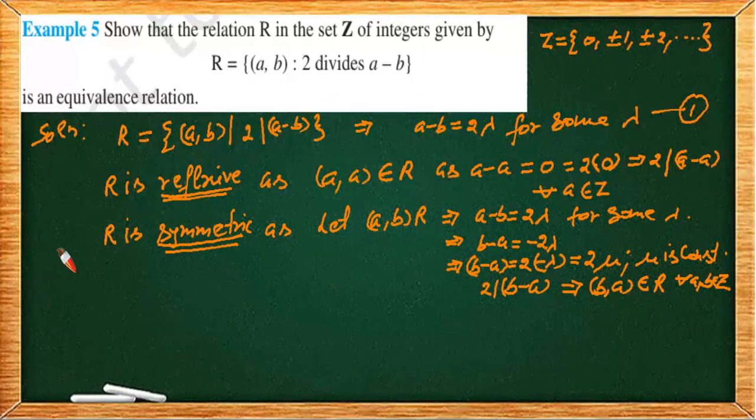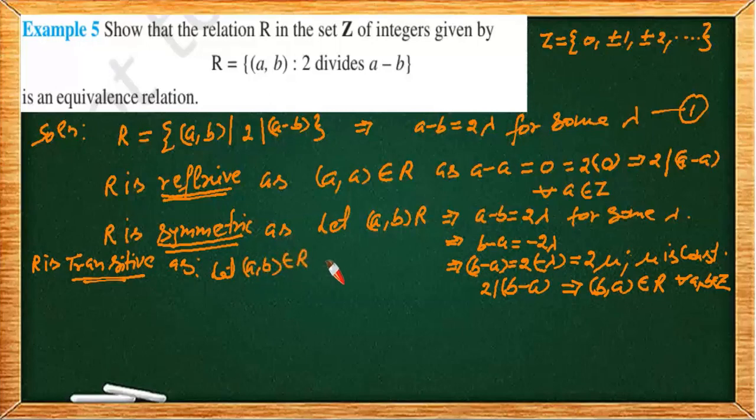Now we show this relation is transitive. So we write R is transitive as, let (A, B) belongs to R and (B, C) belongs to R. Okay, which implies A minus B is 2 lambda, and here B minus C is 2 mu, where lambda and mu are constants.